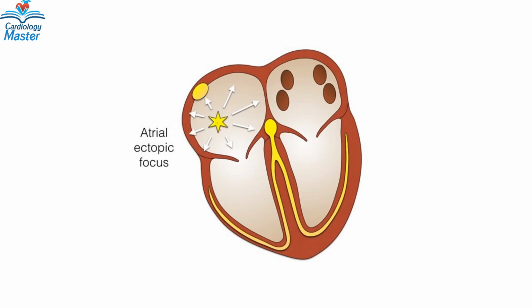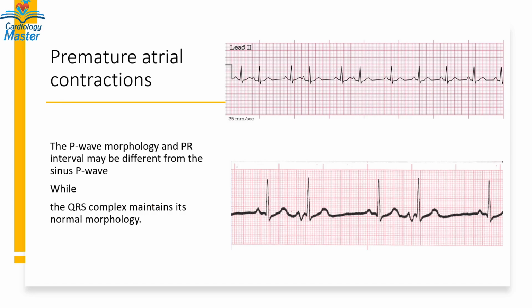Thus, the P wave morphology here, as the axis will be different, will be different from the sinus, and the PR interval length will also be different. So in a premature atrial contraction, the P wave morphology and the PR interval may be different from the preceding sinus P wave, while the QRS complex maintains its morphology.